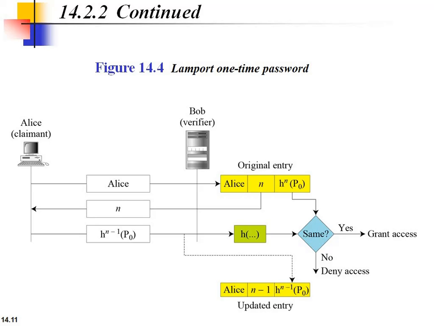So Alice will send her identity to the verifier. The verifier will send the N back to Alice. Then Alice will compute the hash of N minus 1 times upon the initial password, that is P0. And if both of them match, then the access is granted and the entry within the table is updated, that is N is updated to N minus 1 and the hash is updated to H^(N-1) of P0. So in this manner, this third approach works.